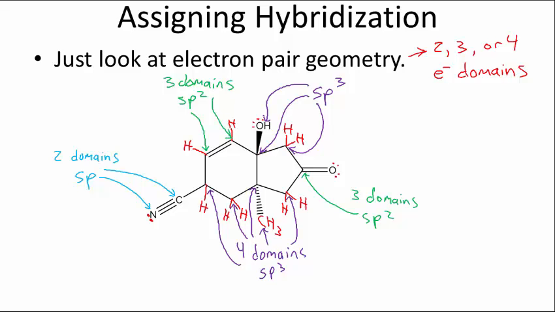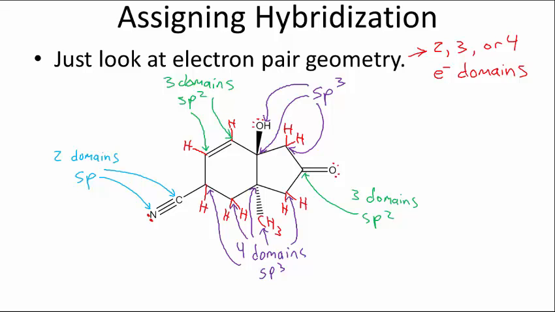All right. Hopefully you've assigned the hybridization to each atom. One thing to note, hydrogen never gets hybridized. Hydrogen only has a 1s orbital. So it's kind of the one exception to all this. We never talk about hybridization for hydrogen.